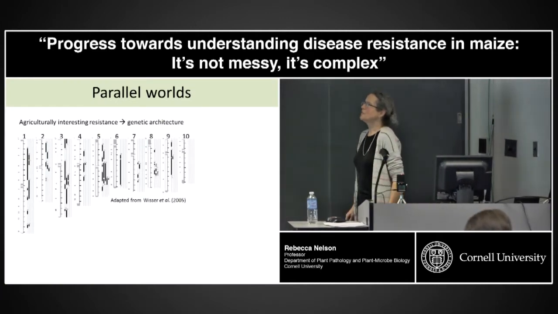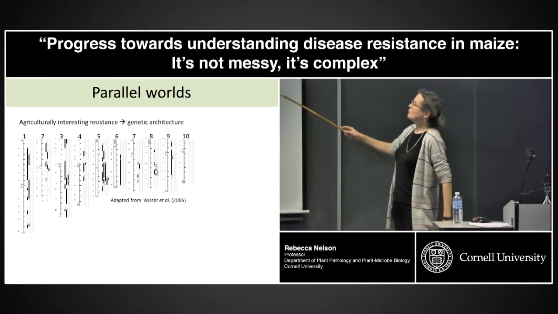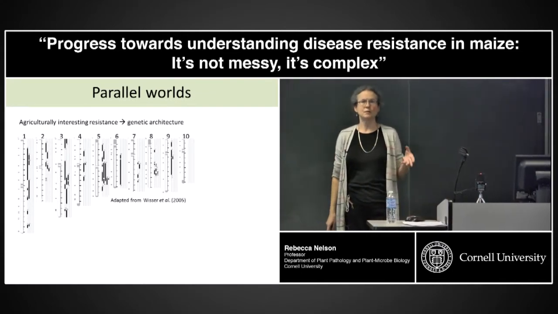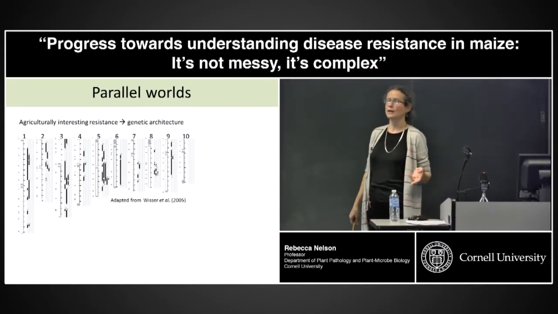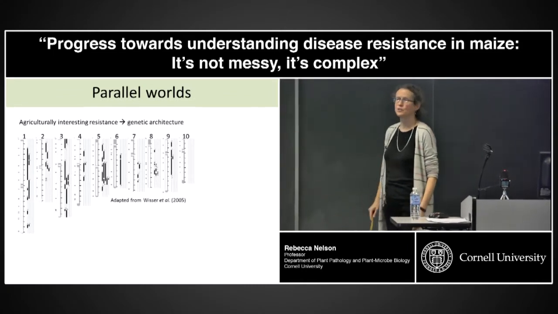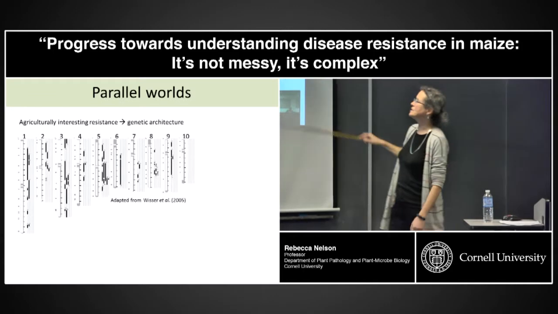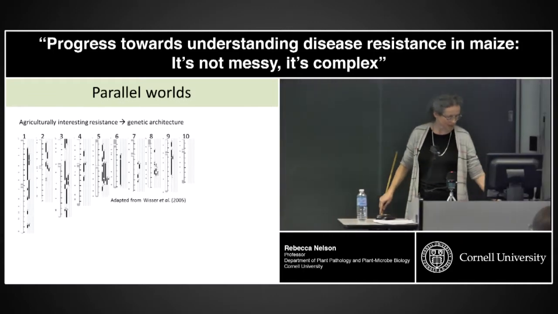So when we started a few years ago, the picture was a series of biparental mapping populations that had been analyzed for northern leaf blight. So this is Randy Weiser, if you've been around for a while. He's my first grad student here. He summarized the different QTL studies for northern leaf blight thusly.